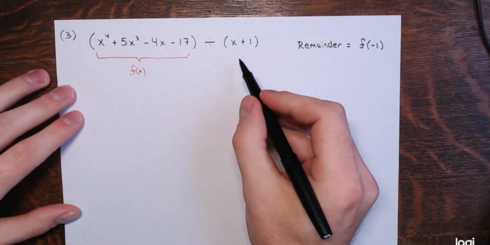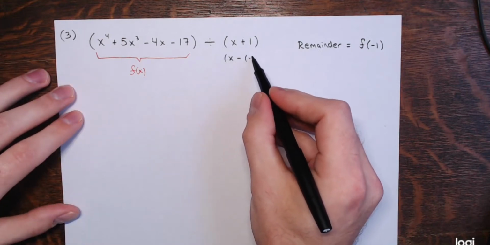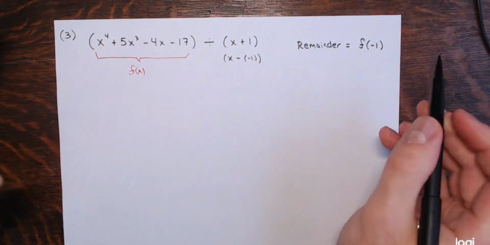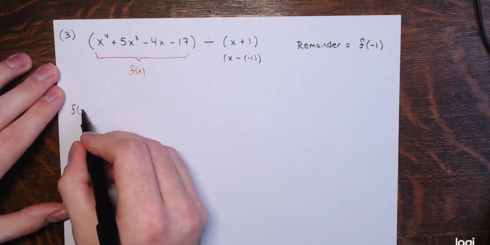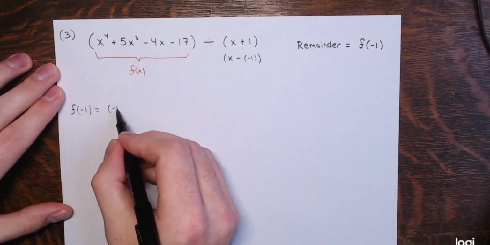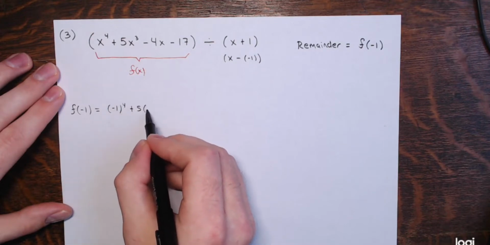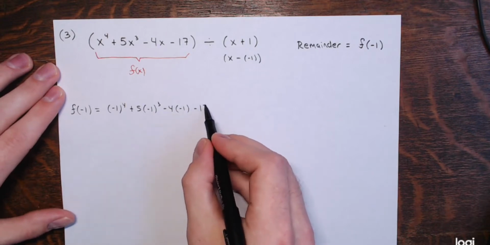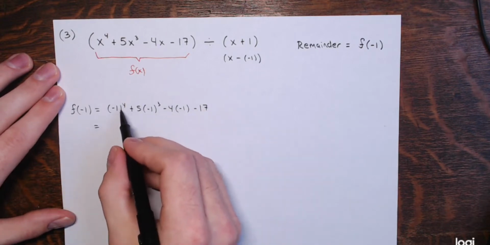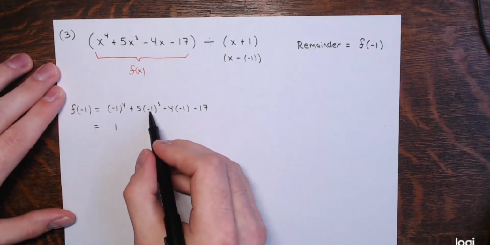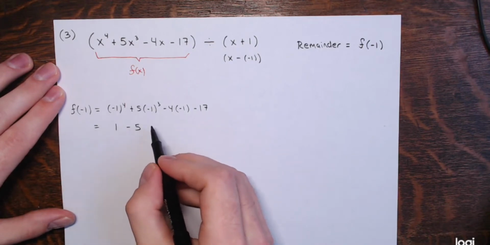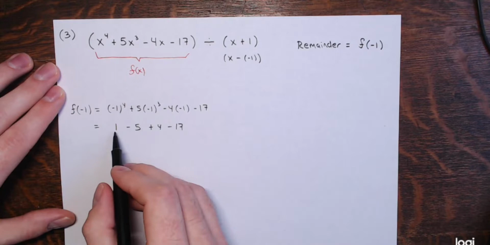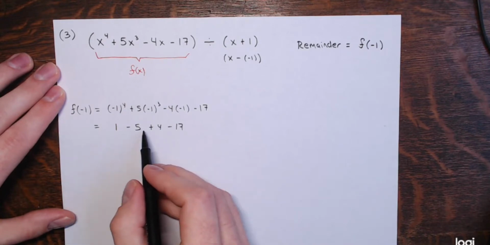This is the same thing as x minus negative 1. So the value we're talking about plugging in is negative 1. Well, let's see. What is the value of that polynomial at negative 1? That'd be negative 1 to the fourth plus 5 times negative 1 cubed minus 4 times negative 1 minus 17. Negative 1 to the fourth would be 1. Negative 1 to the third would be negative 1, so you got minus 5 for the second term. Negative 4 times negative 1 is positive 4, and then minus 17. So that's 1, minus 5 is negative 4, plus 4 is 0, and then you get negative 17.